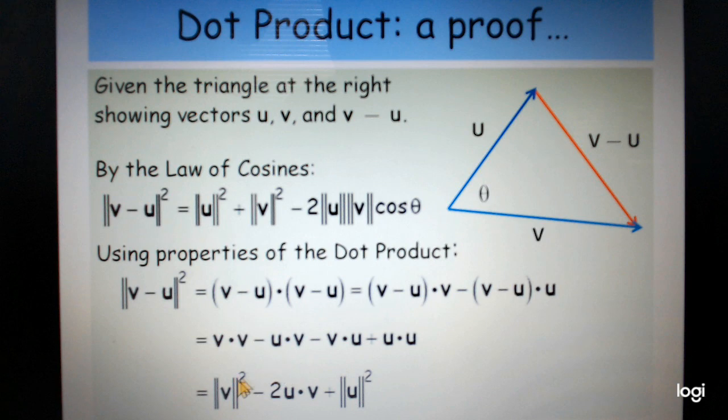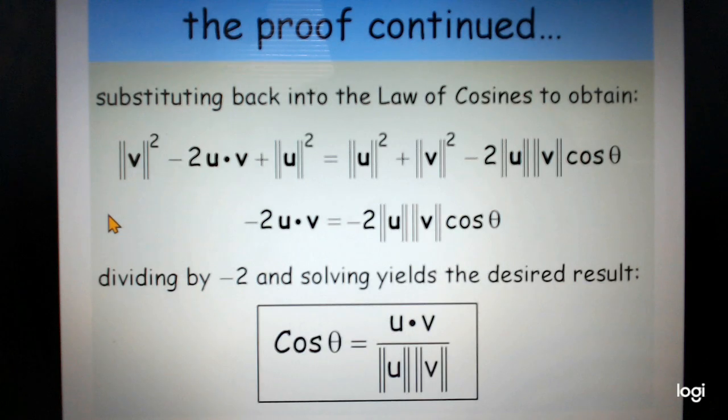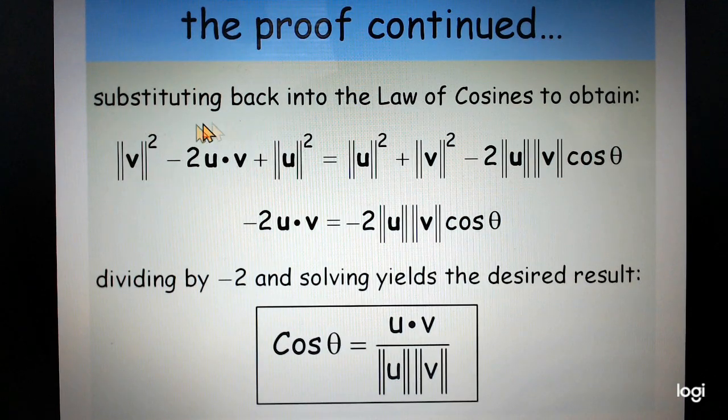So what I'm going to do on the next slide is this is going to replace this. Look at what we get. Okay, here is the magnitude squared of V minus U, which we just worked out. Here's the right side of the equation, and notice a lot of stuff cancels. The V squareds and the U squareds match up, so they go. And we end up with this, and we divide both sides by -2, solve for cosine theta, and there we go. So we have our alternate form of the dot product, all right? I can say that U dot V is magnitude of U, magnitude of V times cosine theta, or I can solve for cosine theta, either way.